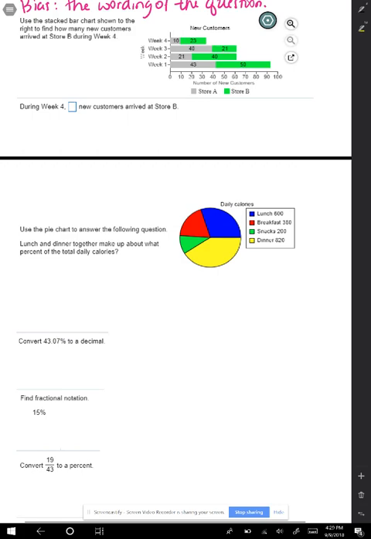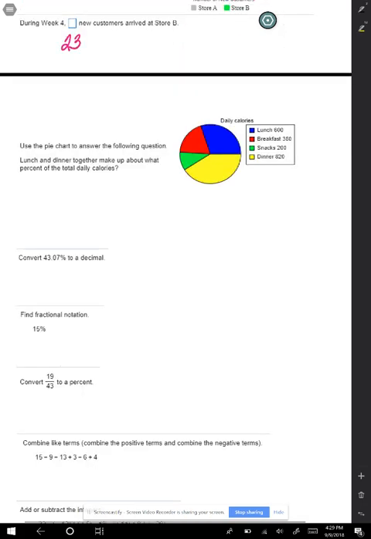All right, we're going to start with this first one that has the stacked bar chart, and there's really not any work to show on this one. You're just going to look at the graph. They wanted to know how many new customers arrived at store B during week 4. Store B is the one in bright green, and you go to week 4, and in the bright green it shows 23. So 23 new customers arrived at store B in week 4, and that's all you would need to do on that one.